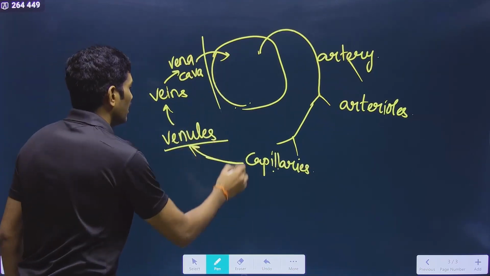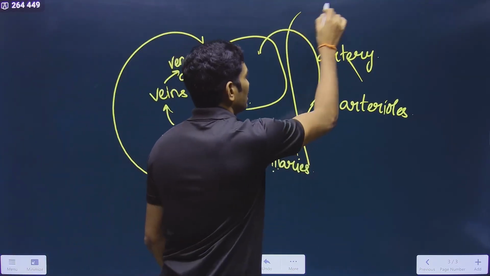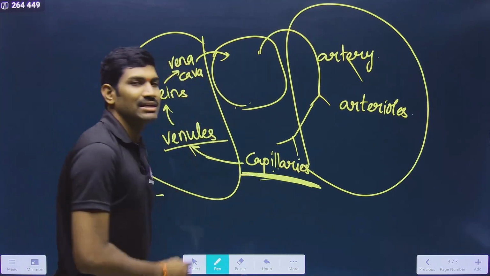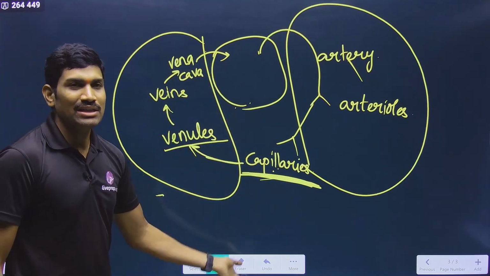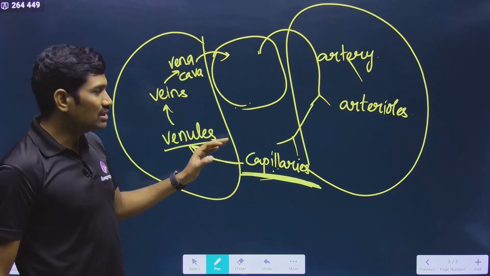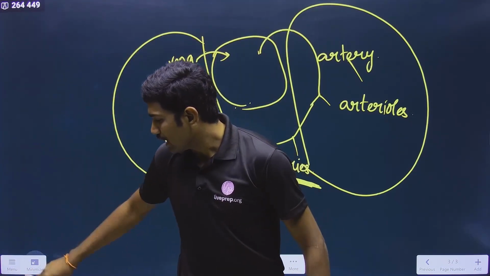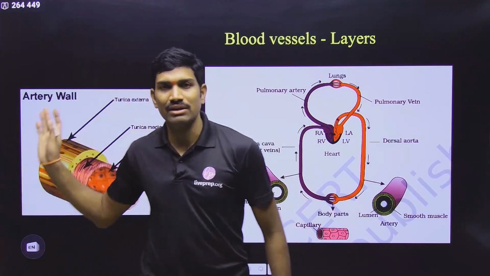So with respect to veins, if you are talking, this is the part. With respect to arteries, if you are talking, this is the part. So what are the ones that are connecting both arteries and veins? Capillaries. Capillaries are connecting both arteries and veins. So in this way, we are dividing this particular information. So in this way, blood vessels are present here. And these are the various layers.